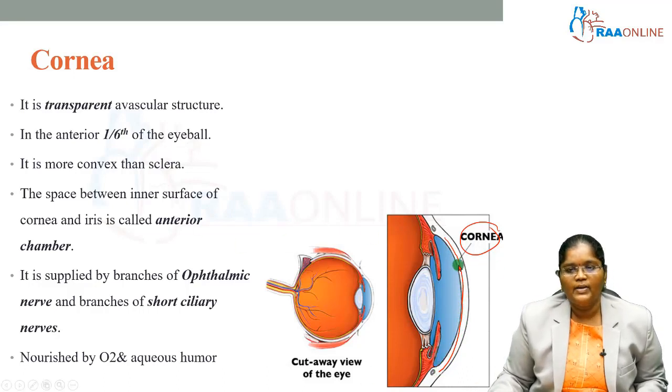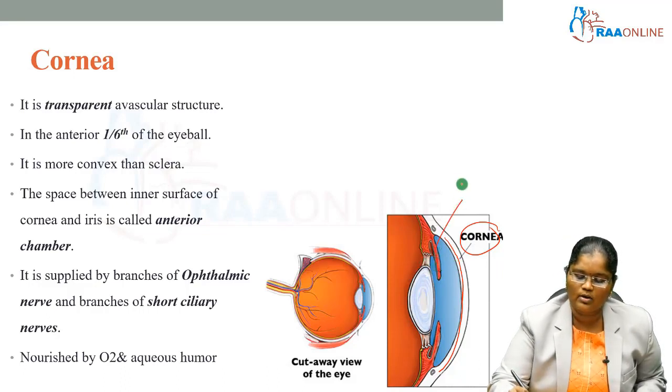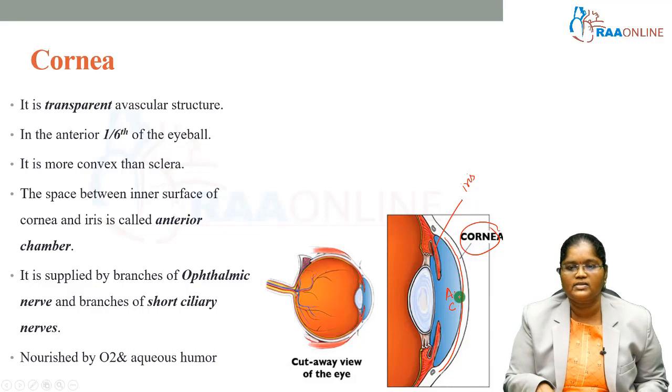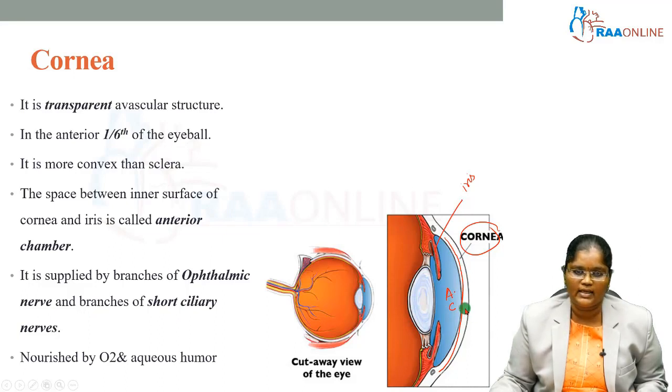The space between the cornea and the iris, this muscular part is the iris. In between these two, there is a chamber called the anterior chamber. AC represents the anterior chamber. The cornea is avascular, but it is rich in nerve supply. It is supplied by branches of the ophthalmic nerve and branches of the short ciliary nerve. Since it is rich in nerve supply, any aberration in the corneal epithelium is very painful.